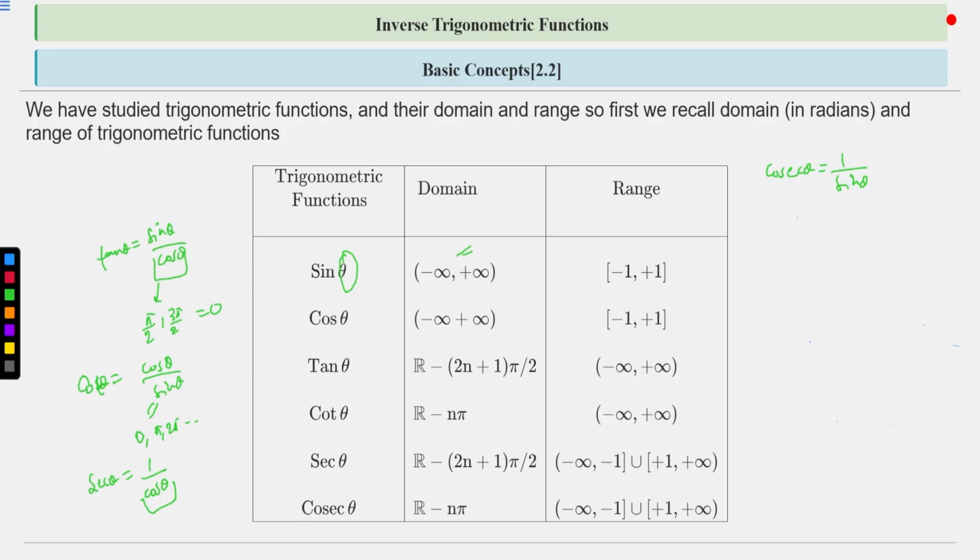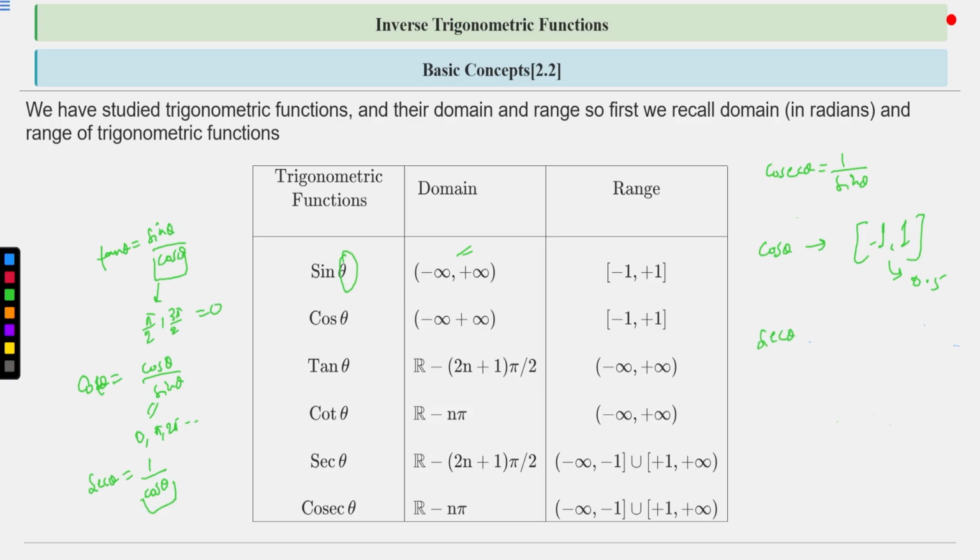Okay, how is the range of sec theta from minus infinity to minus 1 union 1 to infinity? See, the range of cos theta will always be between minus 1 and 1, right? So suppose you take any value in minus 1 to 1, say 0.5. Clear? So cos theta can be 0.5.